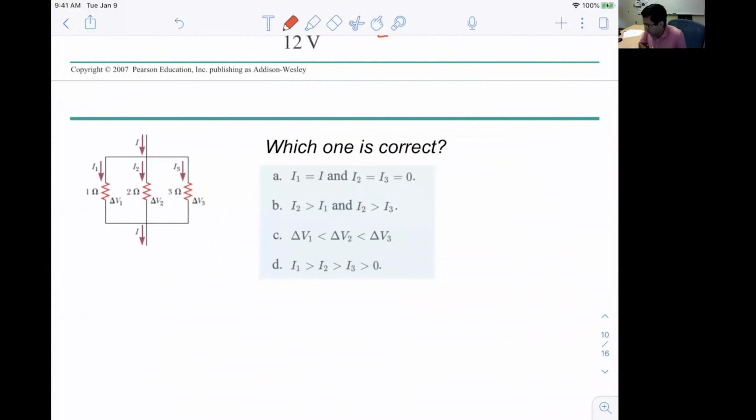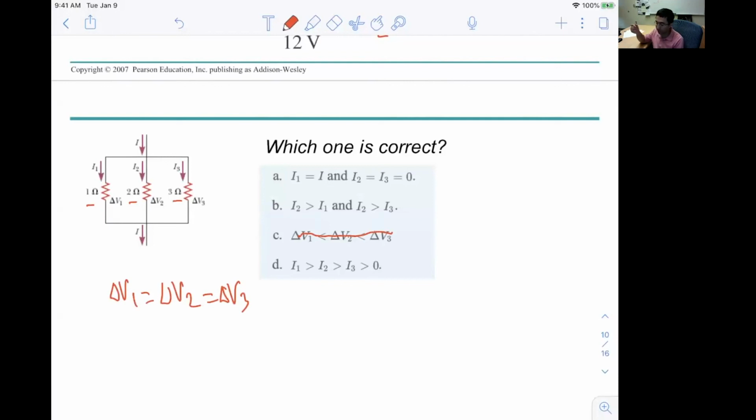So we have a circuit, the junction. The current is split into I1, I2, and I3 on 1 ohm, 2 ohm, and 3 ohm resistors. Which one is correct? You can pause and solve. When they are parallel, the critical thing is the potentials are going to be the same, right? Delta V1, delta V2, delta V3. So this is wrong.